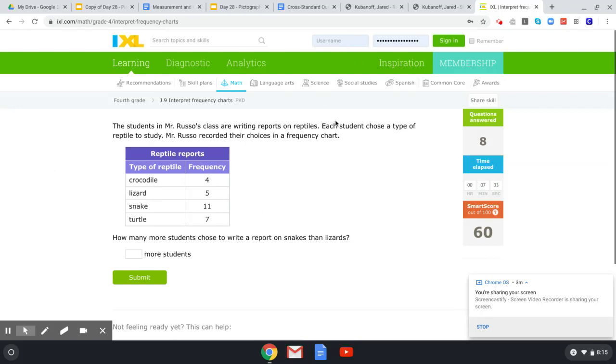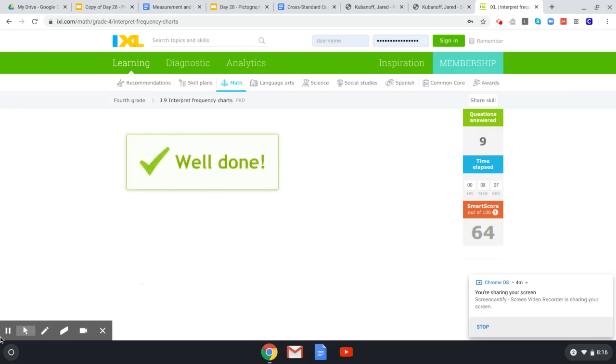"Each" usually tells me to multiply. But this is how many more. So I'm comparing them. How many more students chose to write a report on snakes and lizards? How many more compare? Every single day for the rest of your life, you're going to subtract. So if I see how many more and I'm comparing two groups of students, I'm subtracting. I'm trying to find the difference. So what is the difference between snakes and lizards? Well, snakes is 11 and lizards are 5. 11 minus 5 is 6. How many more students? 6 more students.